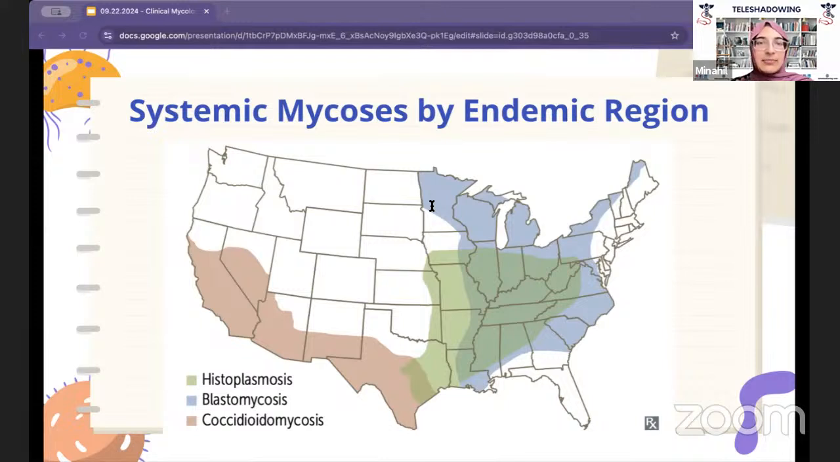So for example, histoplasma is found in the Ohio and Mississippi River valleys, and histoplasma is indicated in green on this map here. Coccidioides is found in the southwestern United States, in this muddy orangey rust color. And blastomyces is the one in blue here. These are usually found in areas around the Great Lakes and also the Ohio River. These fungi are more common in these regions due to environmental conditions that favor their growth.